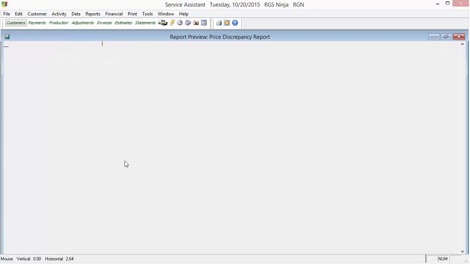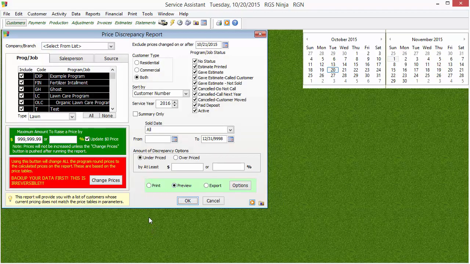So again, that's why we always recommend to use discount codes instead of manually lowering the price, because if we use a discount code, if the price was $100 and we gave them a 10% discount, the price would still be $100. The customer's only going to pay $90 because of the discount code, but the price will still be $100, and if that's what the price chart says they're supposed to pay, they won't show up on this report.